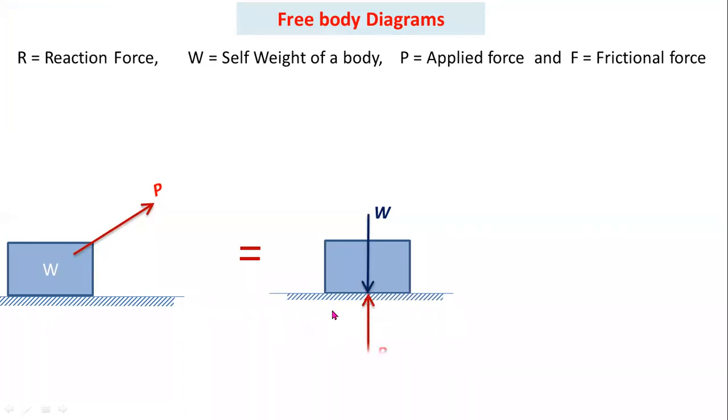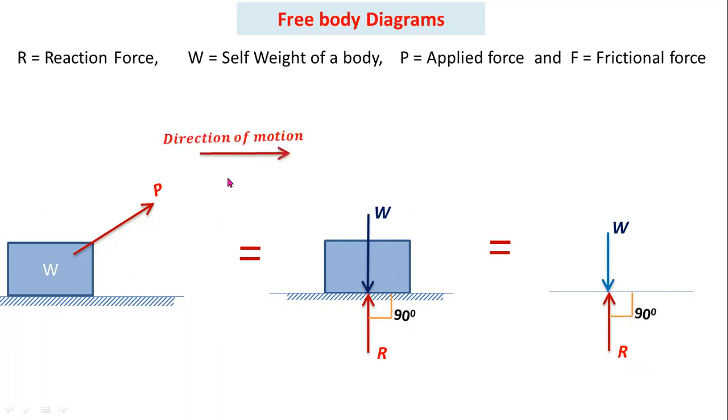Now, this is the free body diagram for a simple block. Self weight always acts vertically downwards and the normal reaction force always acts perpendicular to the support. This is the applied force. The direction of motion of this block is the right side, so you have to consider the opposite frictional force, F equal to mu R. Frictional force always acts parallel to the support and opposite to the direction of motion of the block.